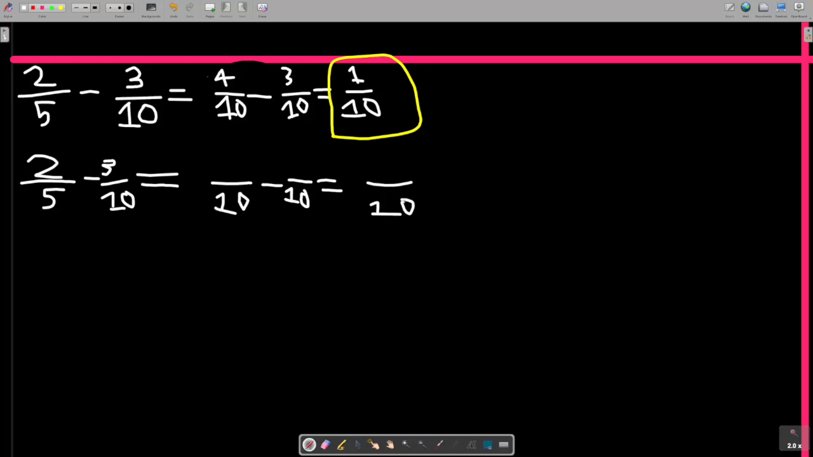And how does 5 become 10? We know it's multiplication by 2, so 2 times 2 is 4, and then 3 over 10, let's just keep it as it is. And then 4 minus 3 is 1, so that's the answer, 1 over 10.